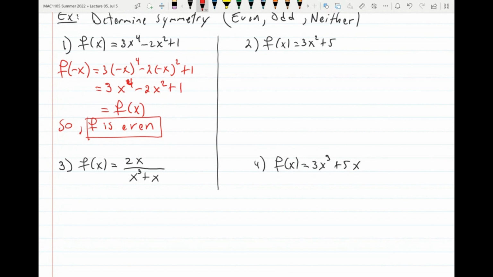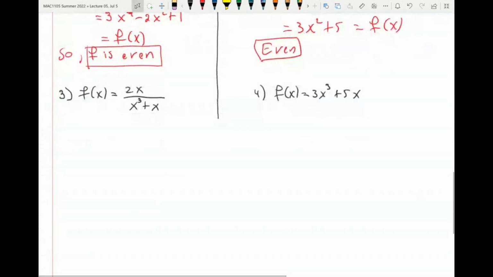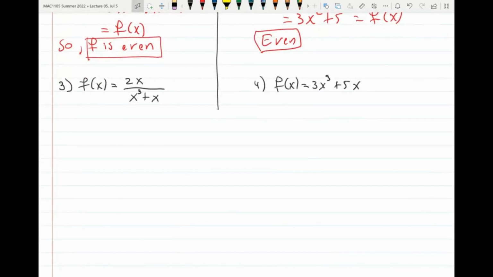So what do you get for number 2? Even. Very good. So again, we just plug in negative x, and we see what happens. In this case, once again, the only x that shows up is a square, so that's gonna get rid of the negative. So we get the function. So even. Okay. All right. About number 3. Odd. Okay. Even. Okay.